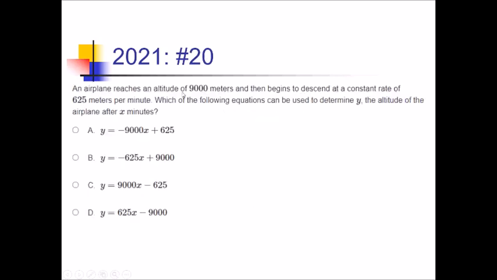For this one, we have an airplane reaching an altitude of 9,000 meters and then descending at a constant rate of 625 meters per minute. So we want to know which equation can be used to figure out y, the altitude, after x minutes. The key here is they said that we're descending at a constant rate. If you have a constant rate of change, that describes a linear function. So we're going to want something in the form y equals mx plus b. So the b value, that's typically your starting value, the value at time 0.